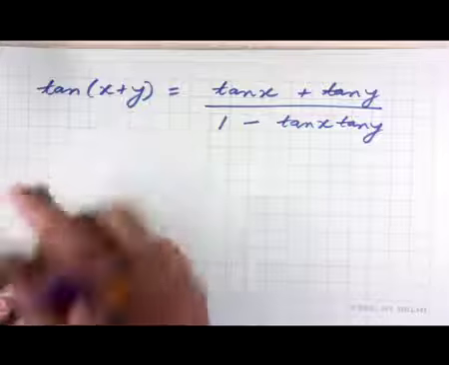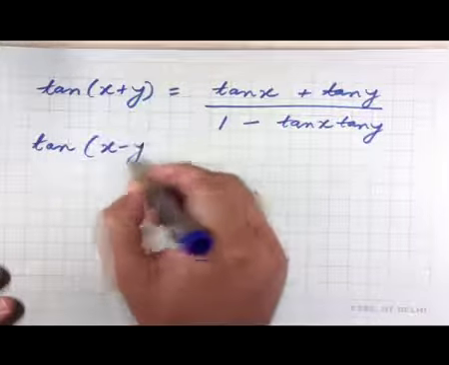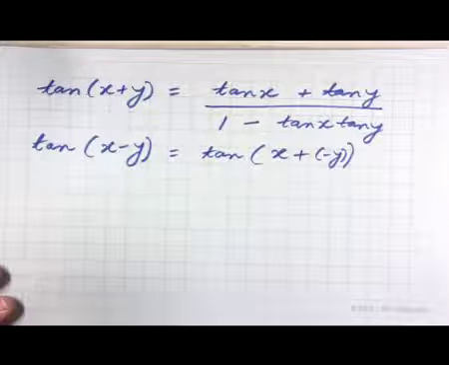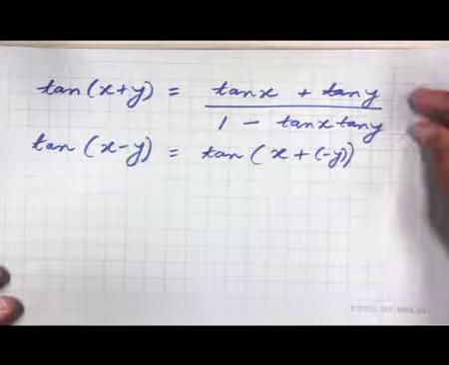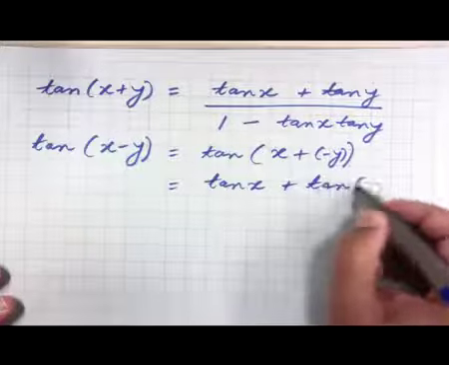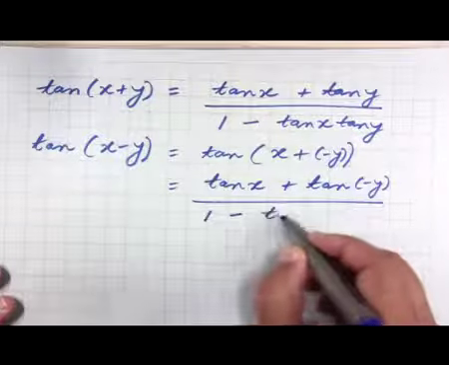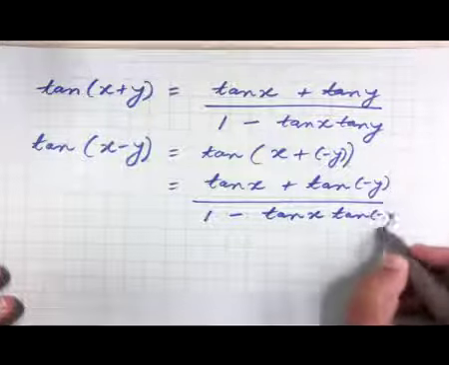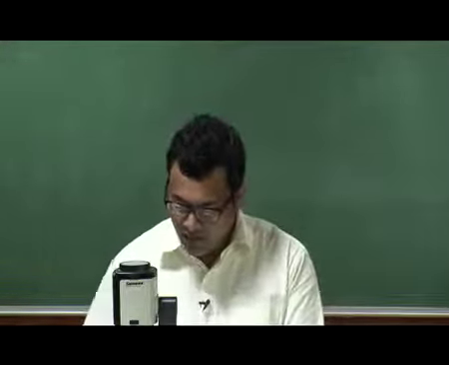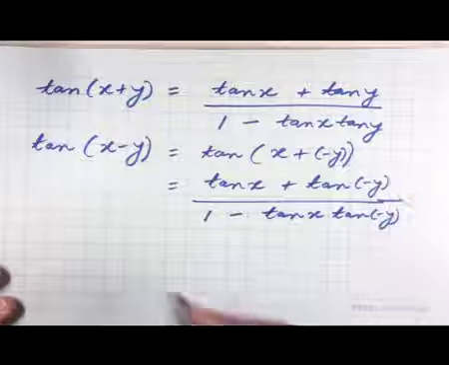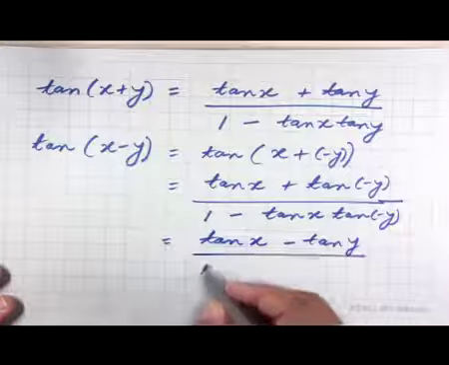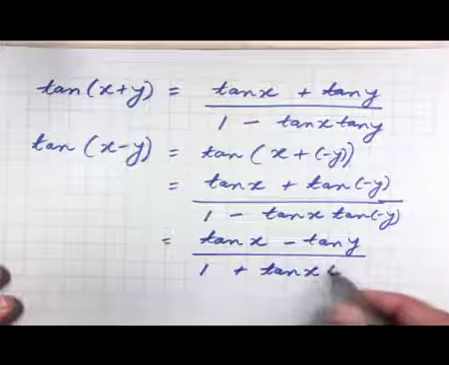From here, it is very easy to now derive the expression for tan of x minus y, because that can be written as tan of x plus minus y, and then we use this equation again. So, essentially in this equation we replace y with minus y. So, we get tan x plus tan of minus y upon 1 minus tan of x tan of minus y. We have seen from the previous lecture that tan of x is an odd function of x. So, tan of minus y is minus of tan y. Using that we get this to be equal to tan x minus tan y upon 1 plus tan x tan y.